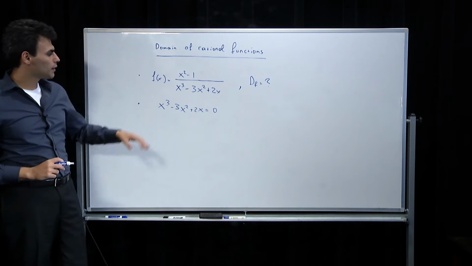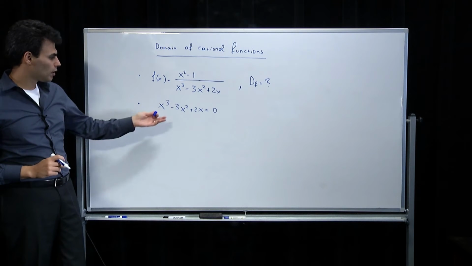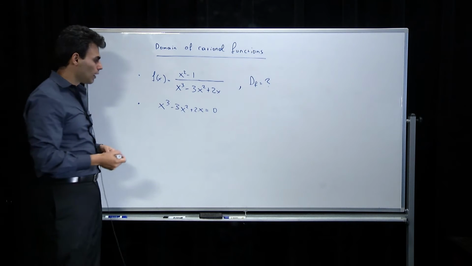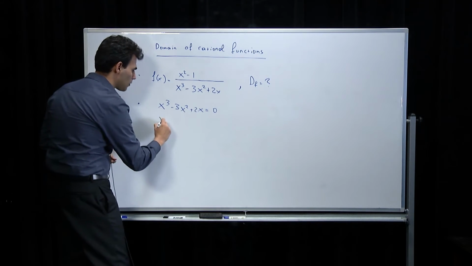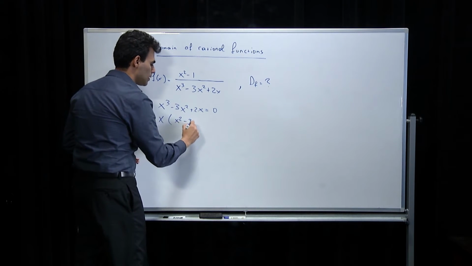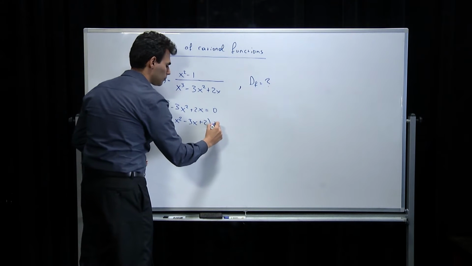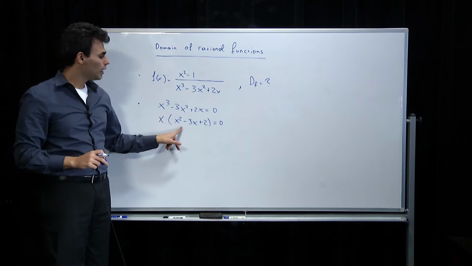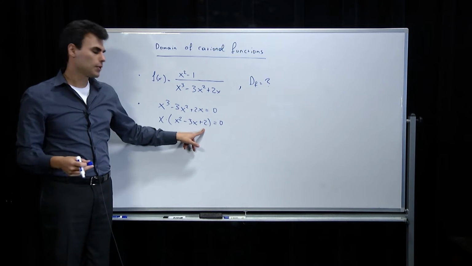All right, so how do we solve this one? This is not an easy equation. It's a third degree, so we have to do it with factoring. As you can see, x is a common factor in all three terms, so I will take it out and have x times (x squared minus 3x plus 2) equal to 0. And I can continue on, because this one can be broken down further using a trinomial.